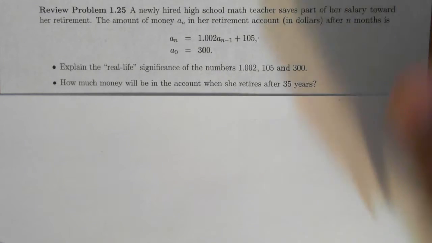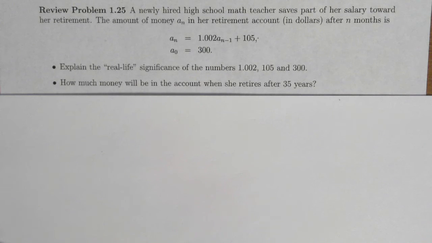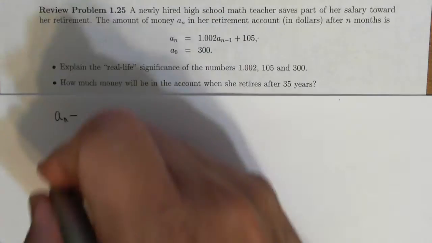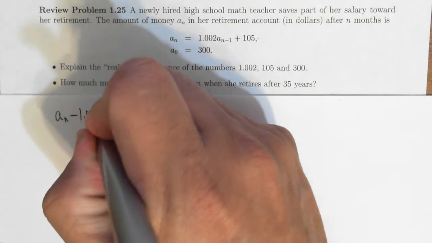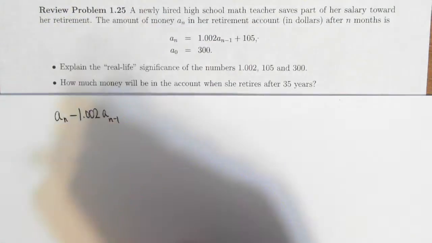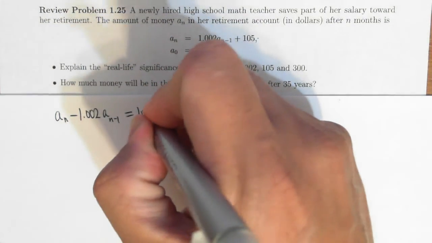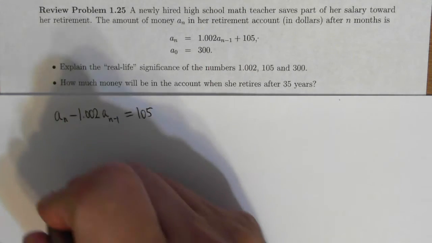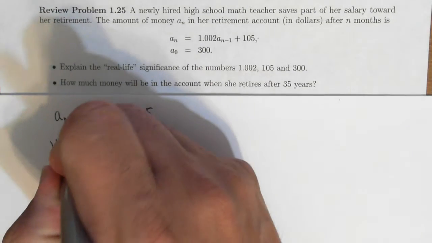How much money will be in the account when she retires after 35 years? So this is a recurrence relation. I'll write it in the form a sub n minus 1.002 times a sub n minus 1 equals 105. So this is a non-homogeneous first order linear recurrence relation. And so to get started, we'll look at the homogeneous equation first.